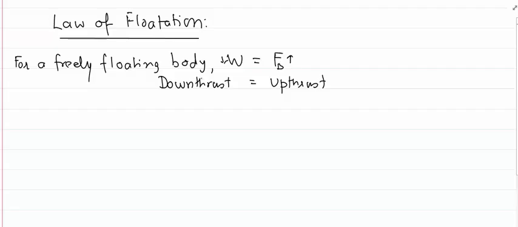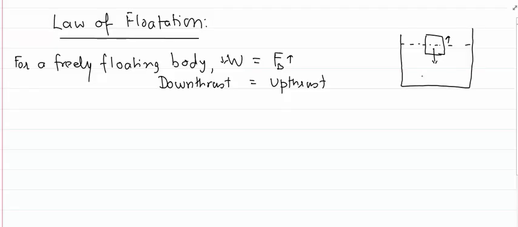In this chapter, while we solve these numericals, we'll basically look at W is equal to Fp, but there's a difference between saying W is equal to Fp and saying down thrust is equal to up thrust. So let us say there is an object inside a liquid, and this is the level of the liquid, and the object is freely floating. Part of it is inside water, part of it is outside water. Weight will act in the downward direction, upthrust will act in the upward direction, and when these two forces become equal to each other, the body is freely floating.